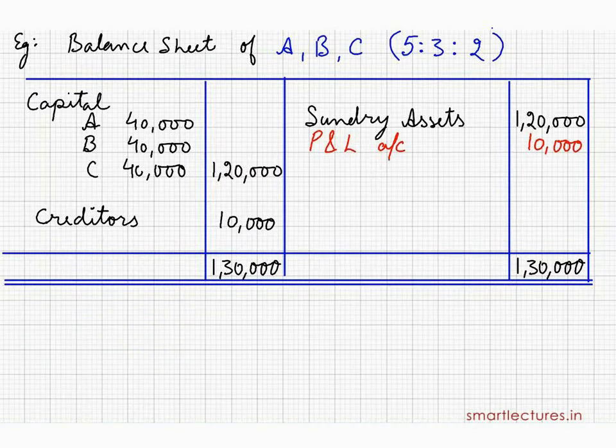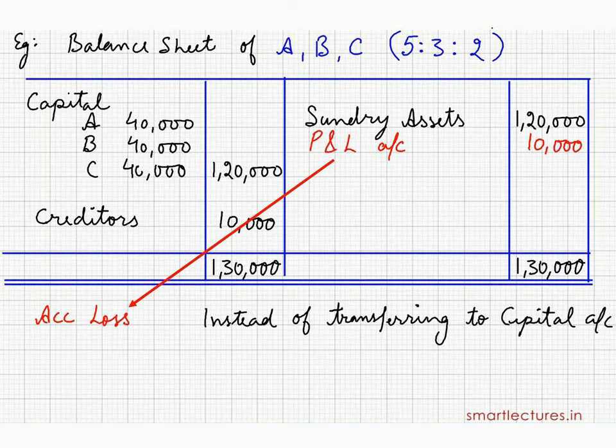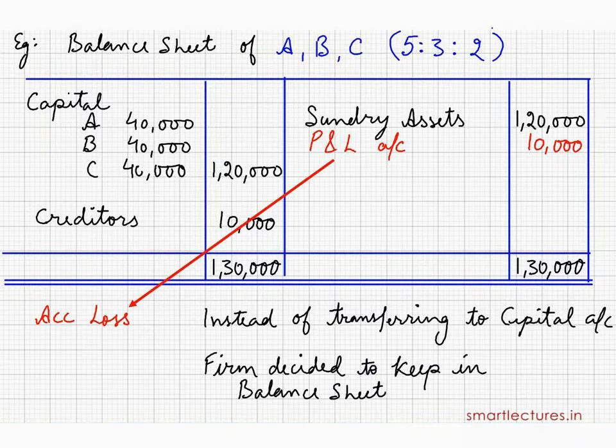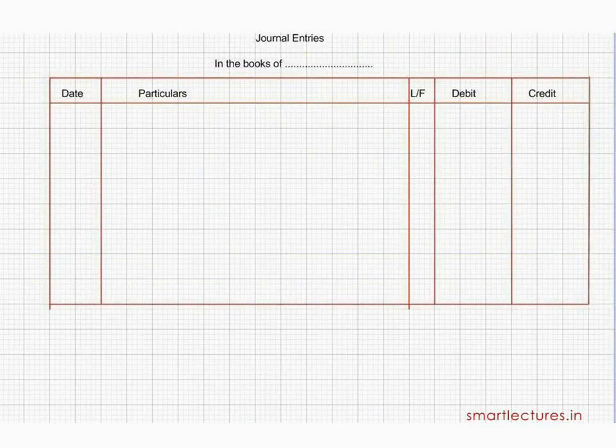You know, if profit and loss account is lying on the asset side of the balance sheet, it means this is the accumulated loss. It means last year or 2 years ago or 5 years ago, whatever it is, there was a loss in the firm, and instead of transferring this loss to the capital accounts, the firm decided to keep it in the balance sheet. So this loss will be distributed in the old ratio.